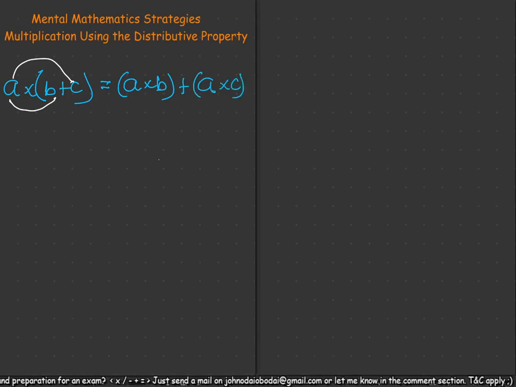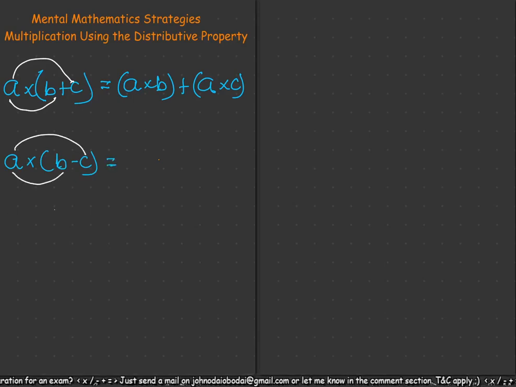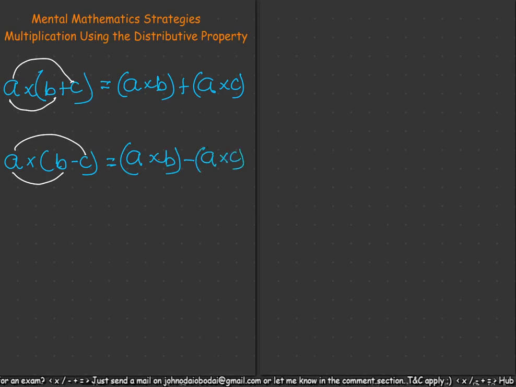Now, you should take note that it doesn't work only for addition, but also works for subtraction. So if you have A and you are multiplying it by B minus C, once again, your A multiplies your B and then it multiplies your C. By so doing, you are going to get A times B, minus A times C.